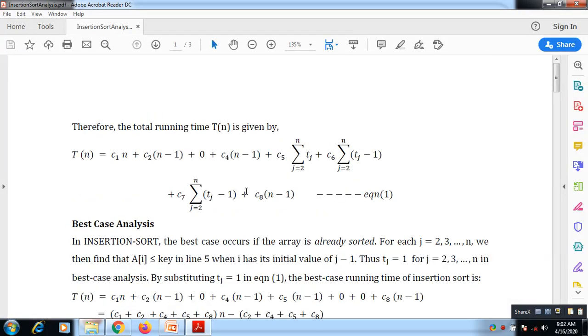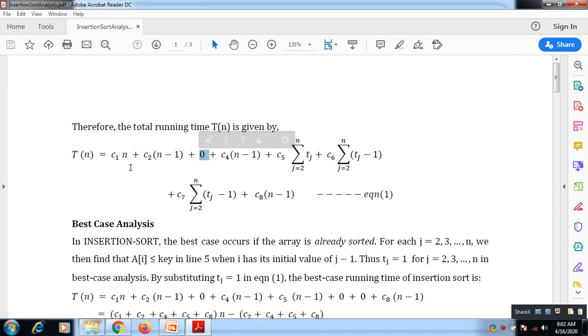So T(n) denotes the running time of our insertion sort algorithm. It will be C1 into n. And here, in place of C3 into n minus 1, I have written 0. Why? Because comment lines are never executed in a program, so they do not take any time. If there are any comment lines in your algorithm, you can consider their time as 0.